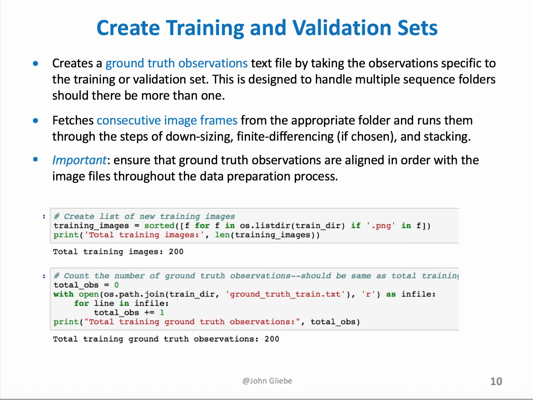Next, we need to create training and validation sets. Ground truth observations are in a text file, and these are specific to either training or validation sets, but they need to be paired up with consecutive image frames from the appropriate folder, all of which need to go through the downsizing, finite differencing, and stacking steps. So it's very important to make sure that the ground truth observations are aligned in order with the image files throughout the data preparation process. And in my notebook, I've created several checks to make sure that this process is working properly.